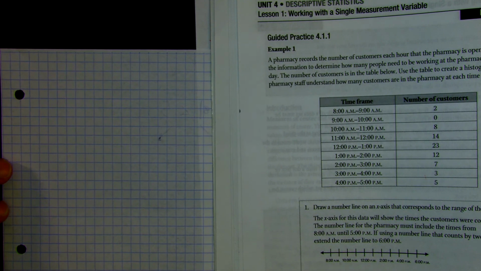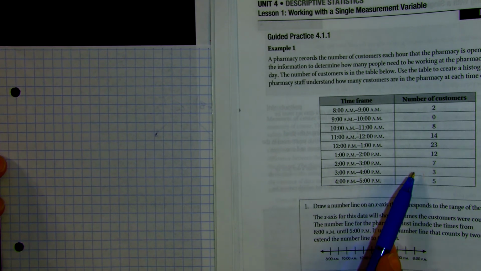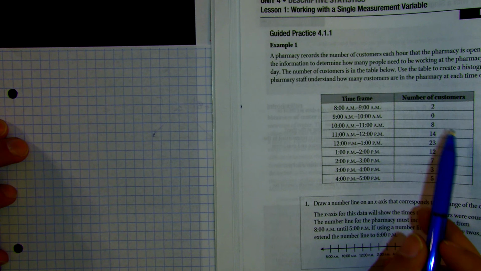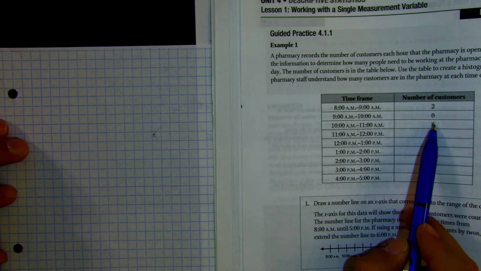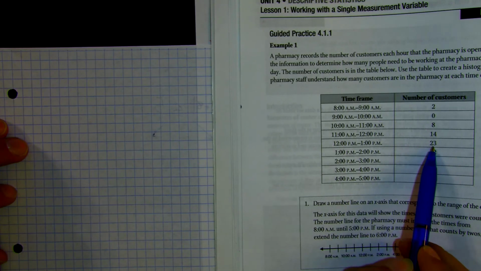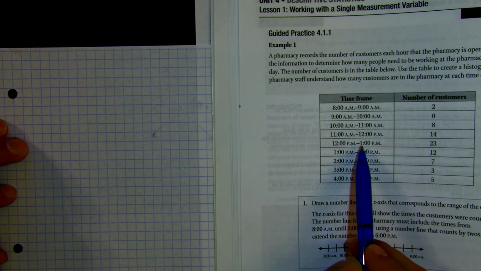So looking at this, we're going to make this into a dot plot. All right, and I want to look to see what is the maximum value that I have here. The maximum value is 23 customers right in the middle of the day. You see?